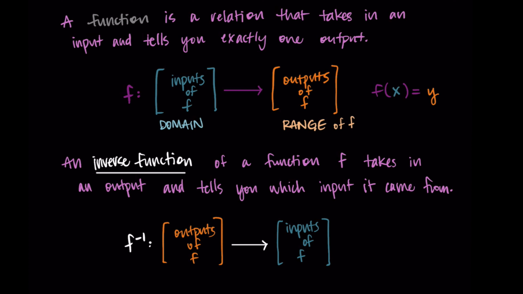So the inputs to the inverse function, or the domain, are the outputs of the function f. And the outputs, or the range of the inverse function, are the inputs of the function f. So here we might write that f inverse of y equals x. The inverse function takes in an output value y, and provides us the corresponding input value x.